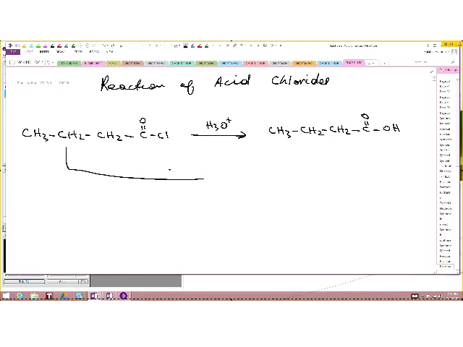It can also react with a Gilman reagent. Remember the Gilman reagent. Let us imagine that we have this Gilman reagent here. Reacting with a Gilman reagent gives you a ketone.